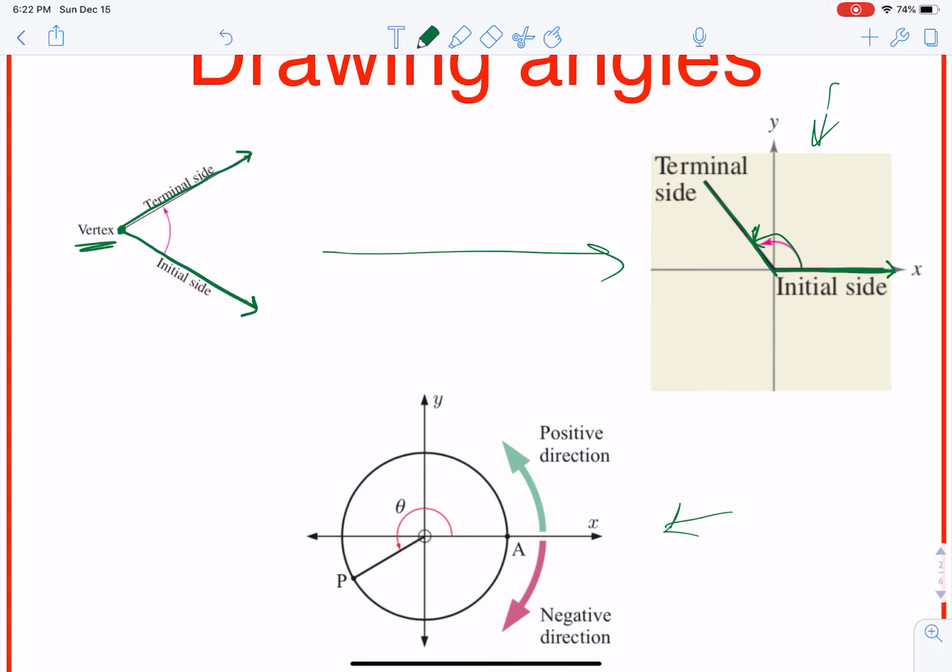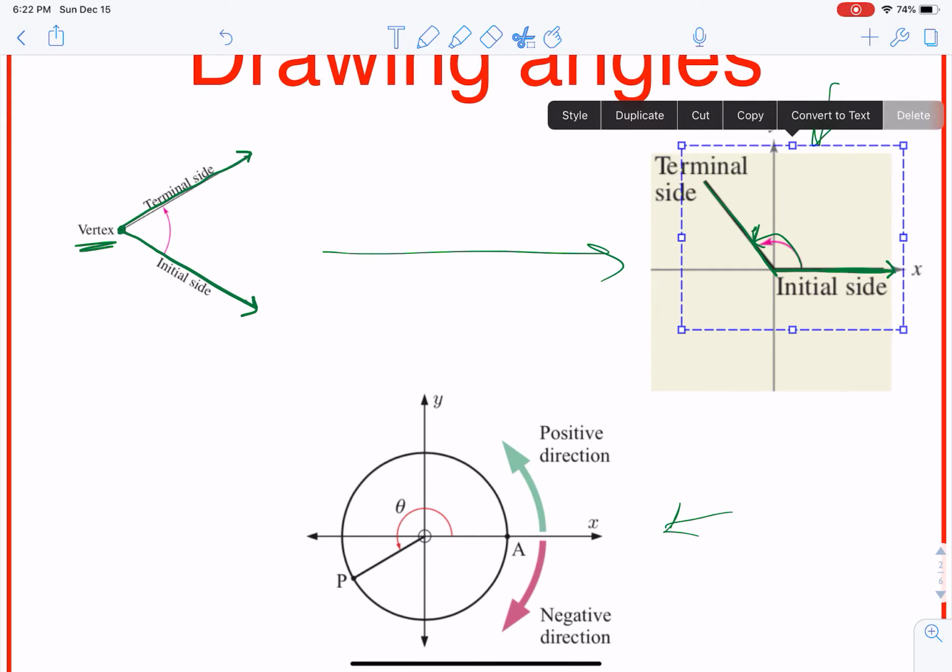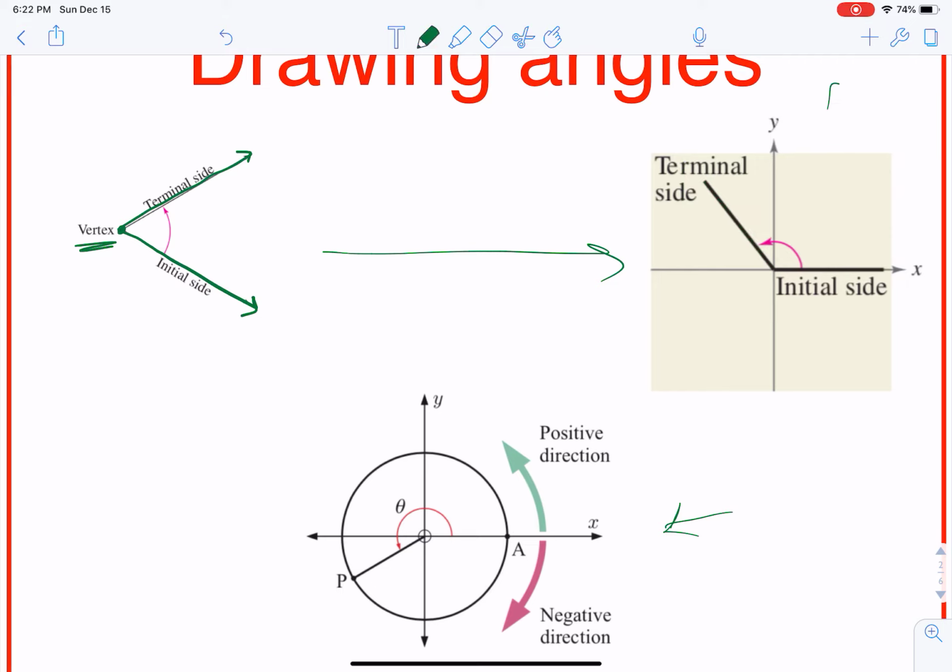So talking about what angles look like on a coordinate plane. Here, this would be 90 degrees. This perpendicular line between the x-axis and the y-axis would be a measure of 90 degrees. Over here, we can have a measure of 90 degrees and 90 degrees, which gives me 180 degrees. So that entire straight line would be 180 degrees.